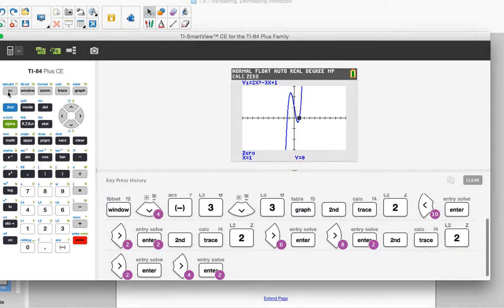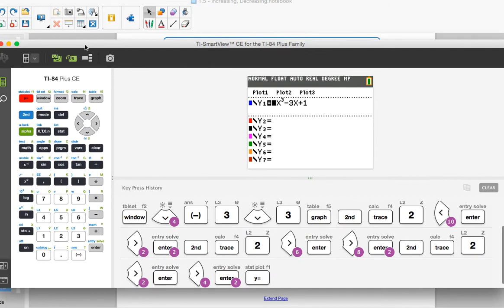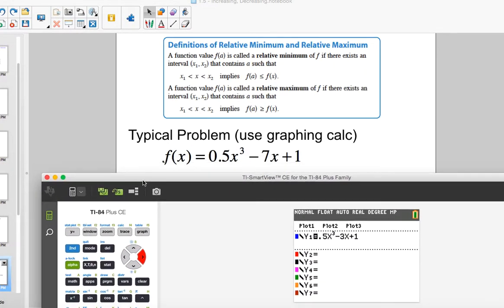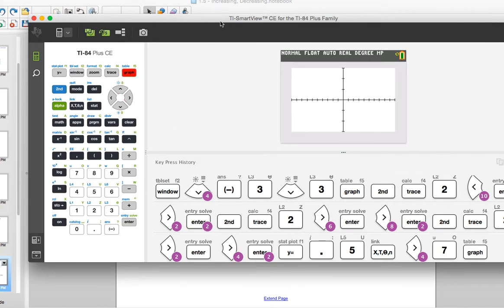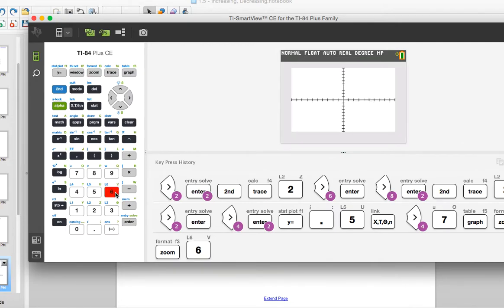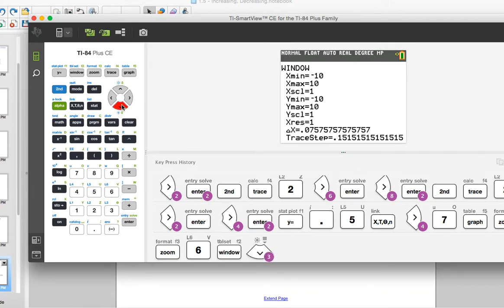All right, so what we should have found is 0.5x to the third minus 7x plus 1. All right, so if we graph it, that's the graph you should have gotten. You're probably just going to go zoom 6. So I get my window back. All right, so what we see here is we can't get this maximum because it's off the graph a little bit. So I'm just going to change my window and make the y a little bit higher.